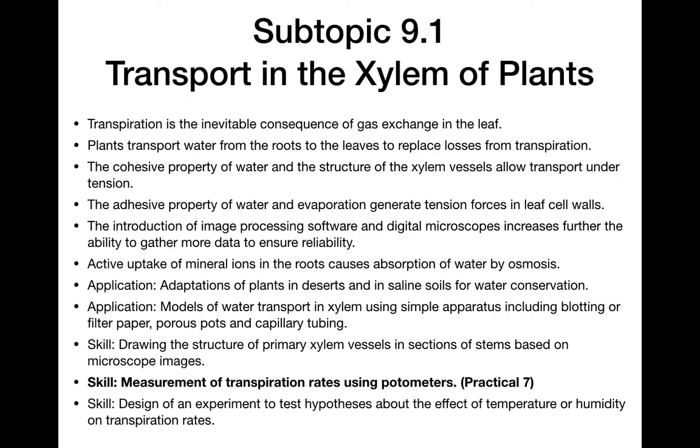We can talk about the adhesive property of water, which is going to make the tension forces in cell walls, which is an important part of how water is transported around plants. We're going to talk about how different imaging software has allowed us to better understand how this works. Talk about how minerals are taken in by the roots, and then how water absorption by osmosis at the roots. It's all about water and minerals moving around plants today.